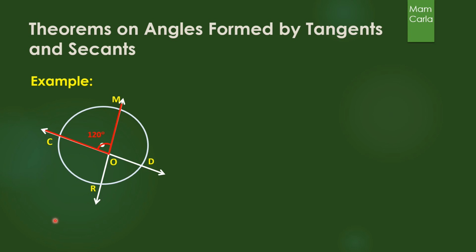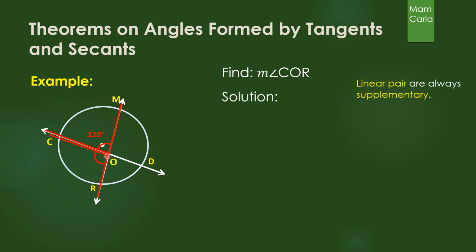So, to solve this problem, we first need to find the measure of angle COR. So, how do we find the measure of COR? We will be applying the concept that linear pairs are always supplementary. So, it means that for us to be able to get the measure of COR, we will be using the measure of COM plus the measure of COR equals 180 degrees. So, this pair of angles will always form a 180 degree angle.